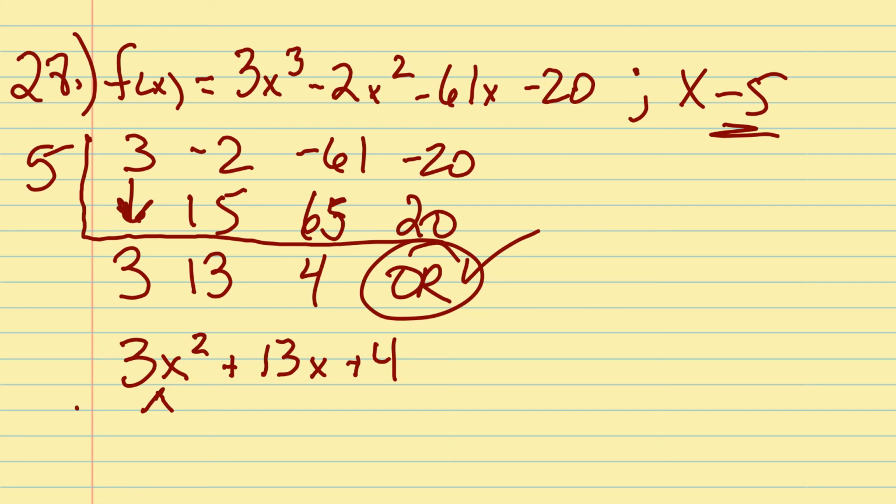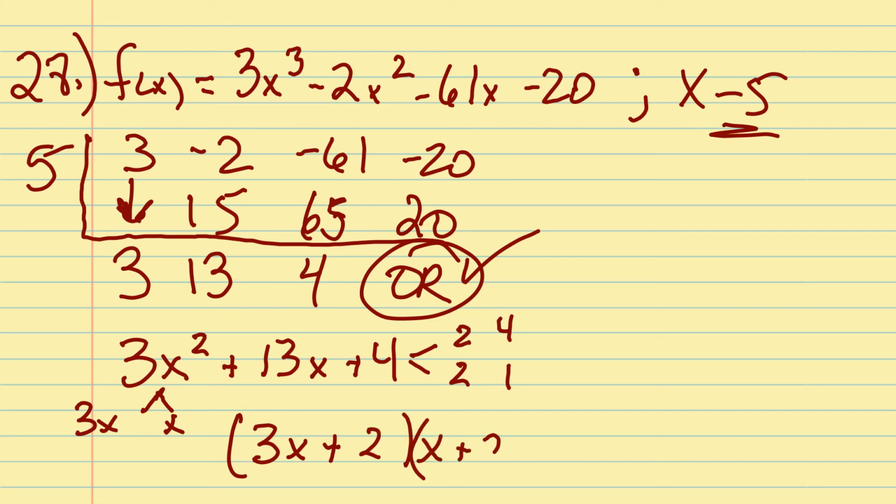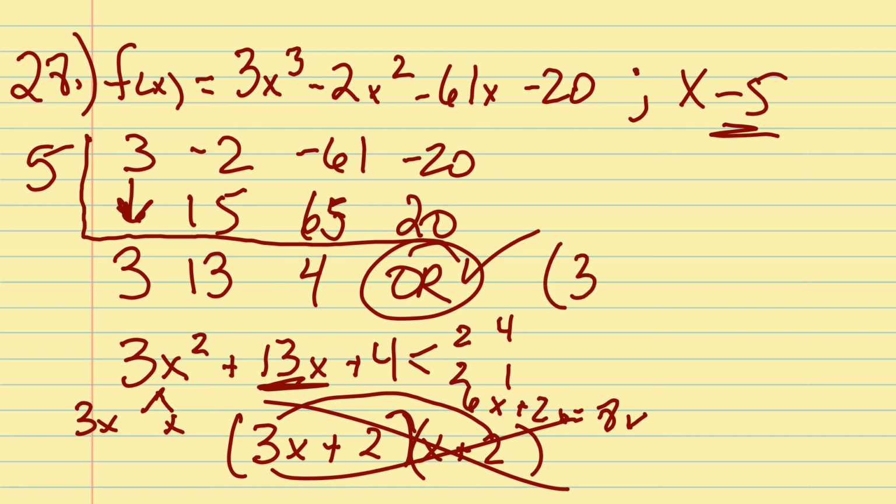Now this one's a little bit harder just because it's a little bit harder thing to factor, because I have 3x and x. How do I get 4? How about 2 and 2? Or 4 and 1? I know they're both positive. So I say 3x plus 2, x plus 2, and I see how that's going to work. 3x times 2 is 6x, and 2x together, that's 8x. It's not 13x, so I know that's not going to work. So I hope I have 3x plus 4, x plus 1. Let's try that.